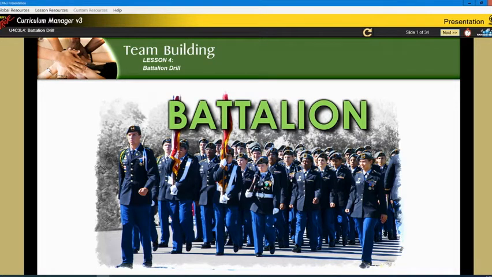The size of the element. You're going from a company of about 20, 30 people to a battalion of, in our case, around 100 people. Okay. The commands, instead of calling company halt, you call battalion halt. All right. Remember, you address the element by their size. So we're going to be talking about battalion drill.